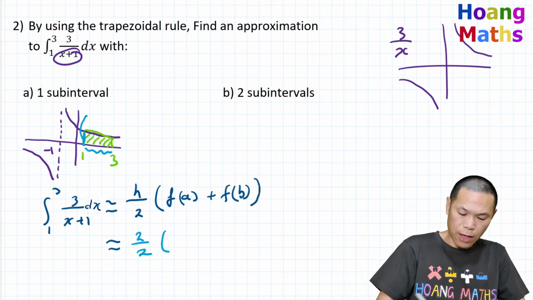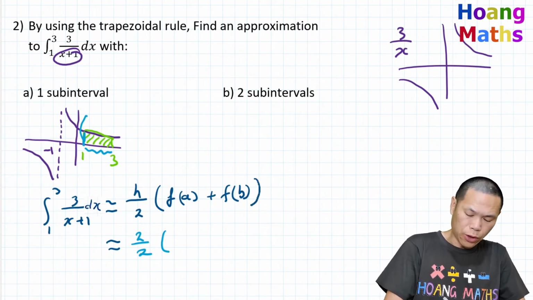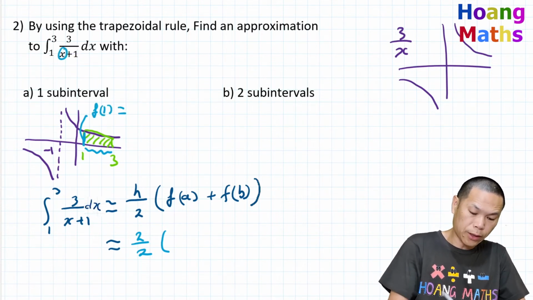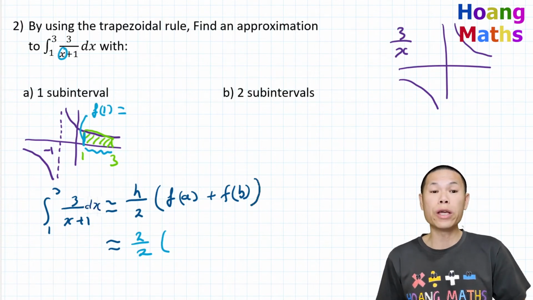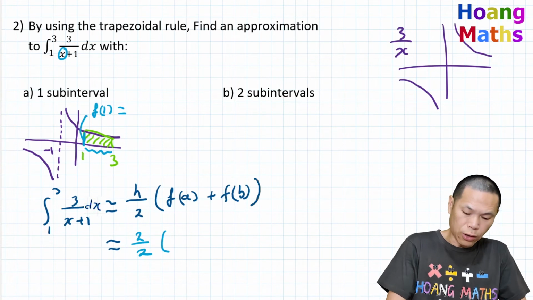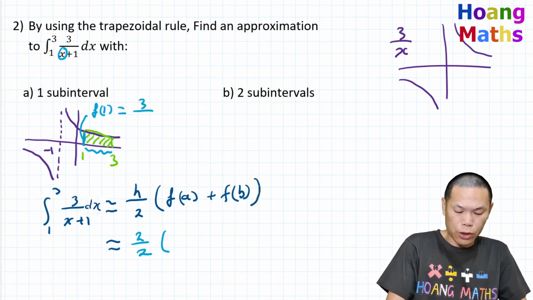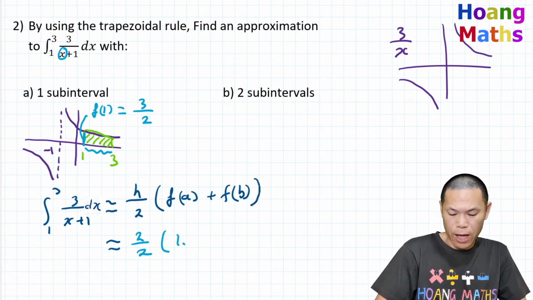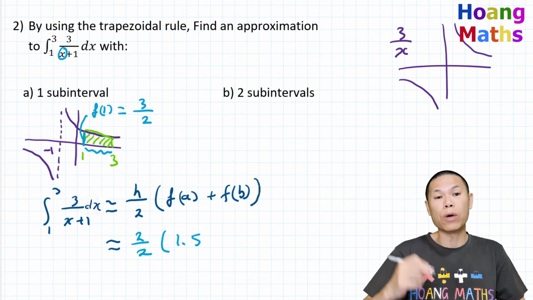So the smallest value is a, which is 1. So f of 1: x is replaced with 1. So this is the x value. 3 over x plus 1 is the function f of x. So that becomes 3 over 1 plus 1, which is 2. So f of a is 1.5 if you like, because 3 over 2 is 1.5.